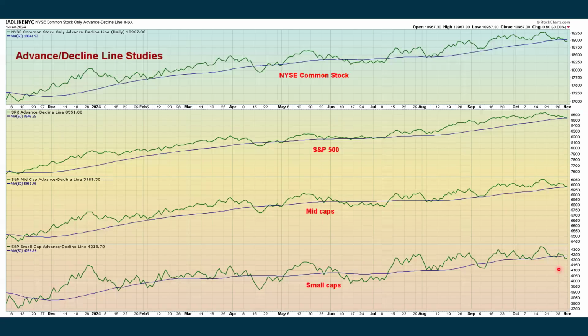We keep an eye on the advance-decline line with the NYSE common stock. For the first time since last summer, we're actually dropping below the moving average here. So a little bit more weakness than what we've seen recently. The S&P is coming down to its moving average, as are the mid caps, and the small caps are already below their moving average here. So a little bit more weakness with the small caps and the broader measure of the NYSE common stock. We'll have to see if the S&P ends up bouncing up off of this moving average or continues to fall down below it.